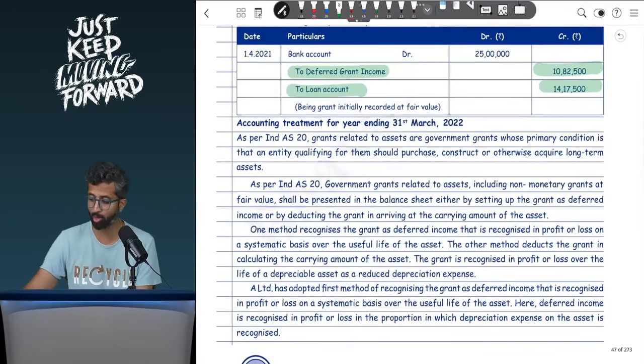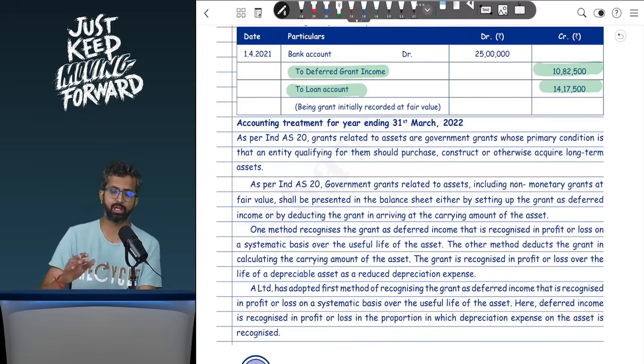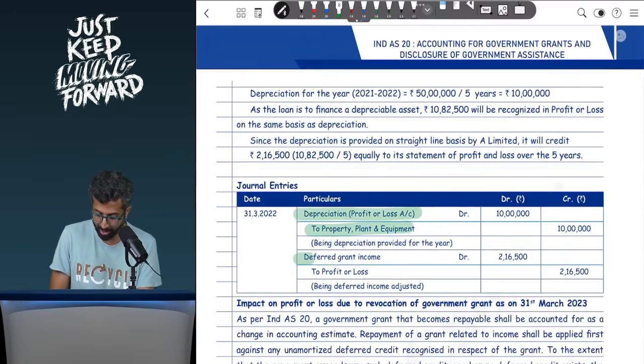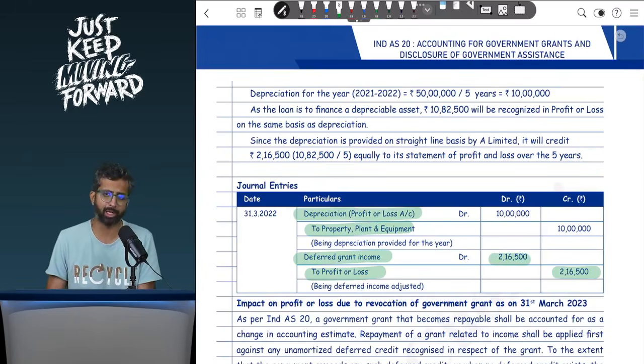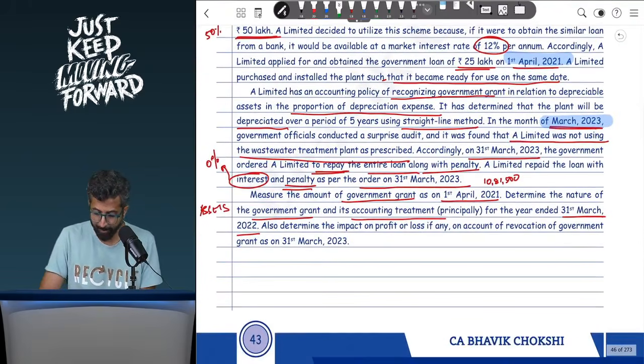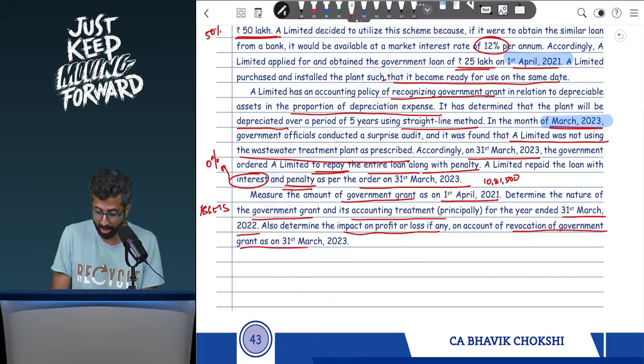So if I were to take 14 lakhs for loan and 10,82,500 divided by, let us say, 5, that is 2,16,500 will be the amortization. Deferred grant account debit to the profit and loss account, there will be an amortization. So depreciation will be taken, and then deferred grant to the profit and loss of 2,16,500 will be taken at 31st March 22. Okay, and lastly, they are asking also determine the impact on the profit and loss account of revocation of grant as on 31st March 23.